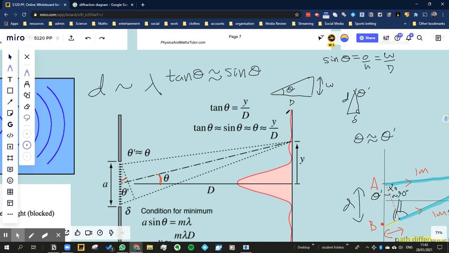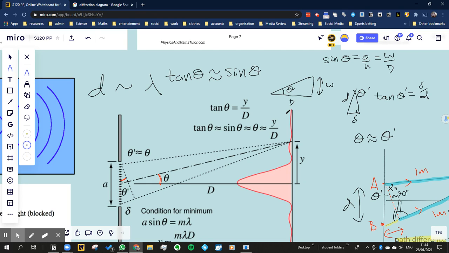It's good to know what the approximations are, and then apply them. But don't lose track of the fact that it is an approximation, because when you get to larger angles, the approximation doesn't work anymore, and they will question you about that. So now we've got tan theta apostrophe is equal to opposite over adjacent, which is the path difference over D.